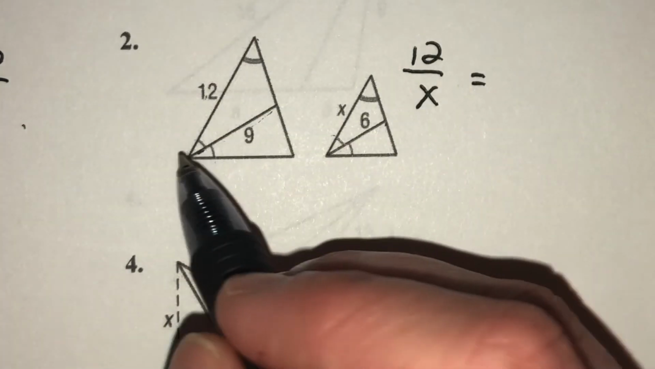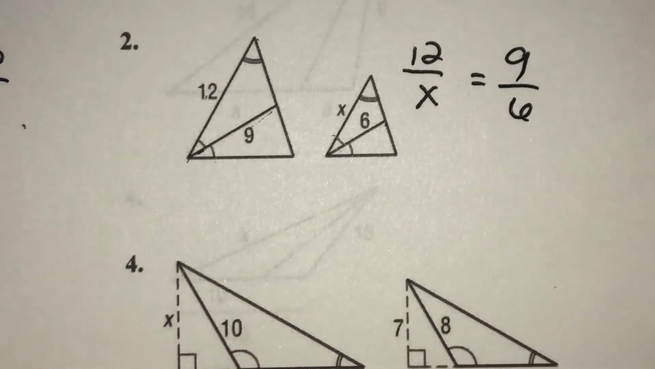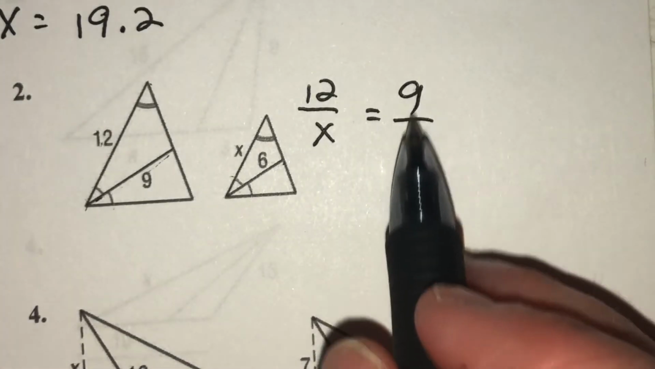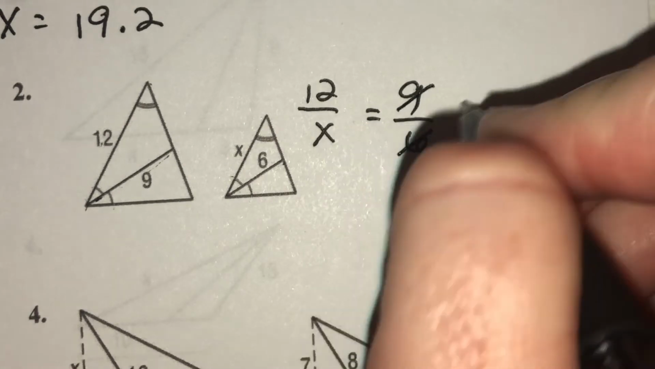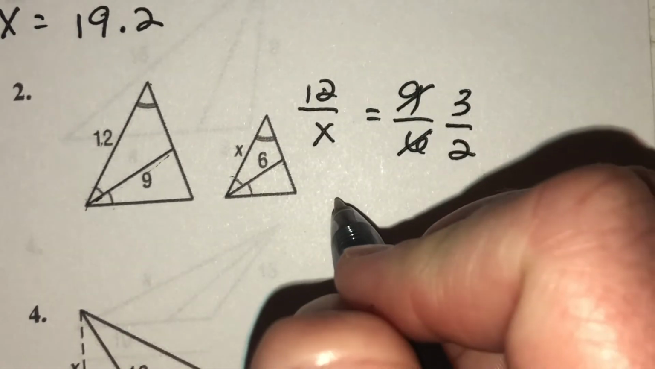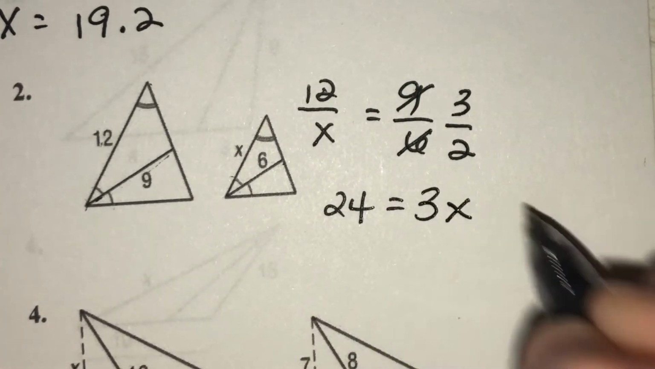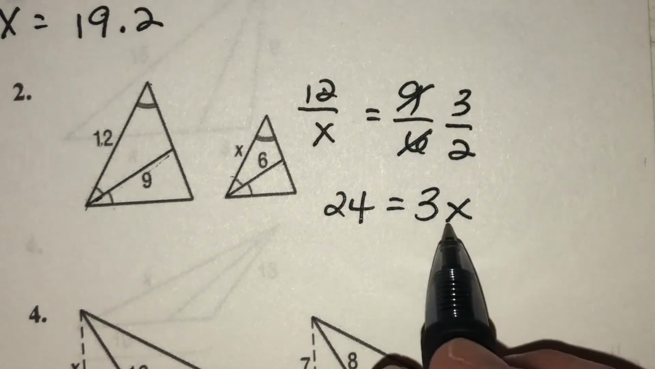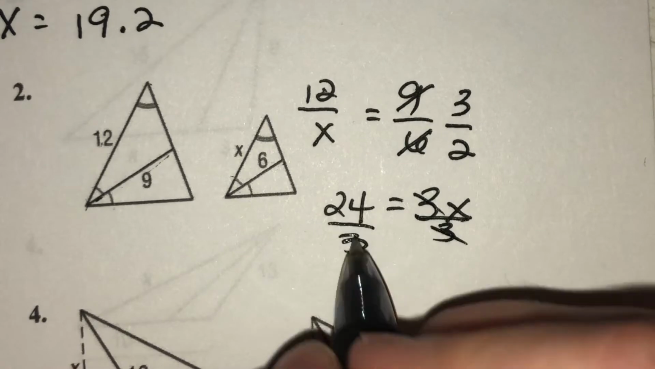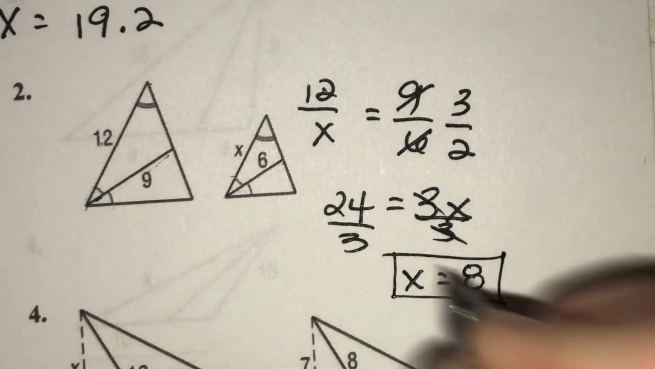12 to x is the same as 9 to 6. And then before I go ahead and cross multiply, can I simplify? Yes, I can simplify this fraction to 3 over 2. So 12 times 2 is equal to x times 3, 3x. And then I can divide both sides by 3. 24 divided by 3 is 8. So x will equal 8.